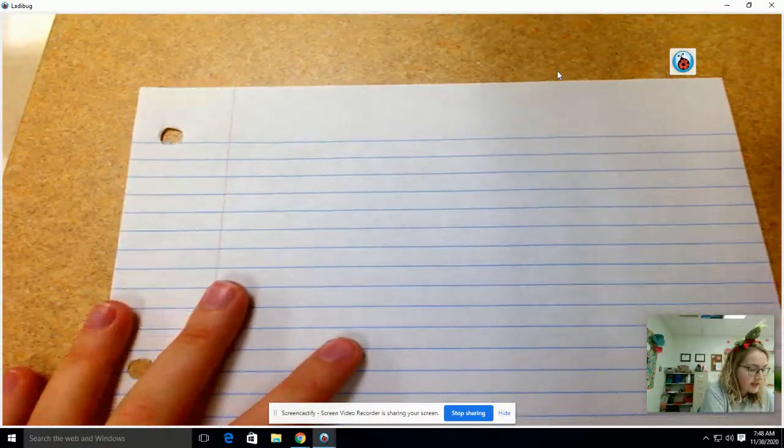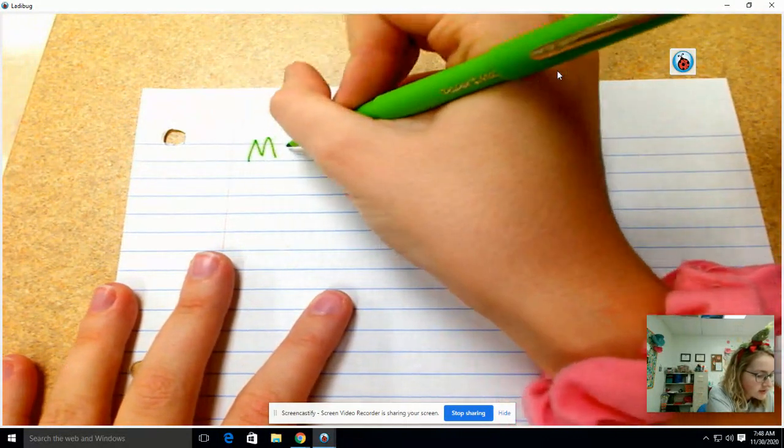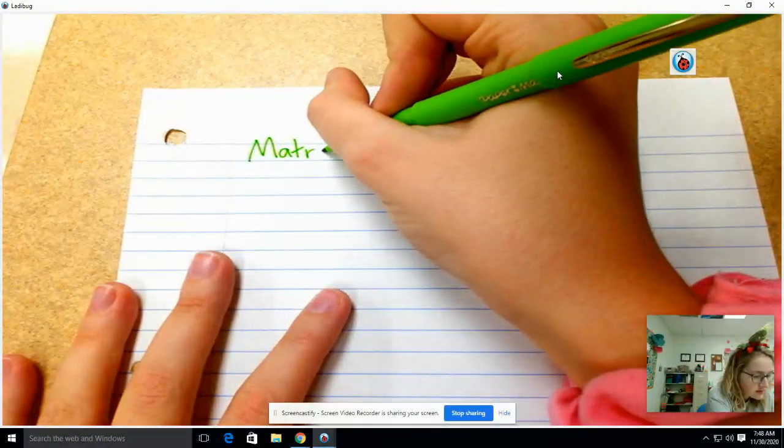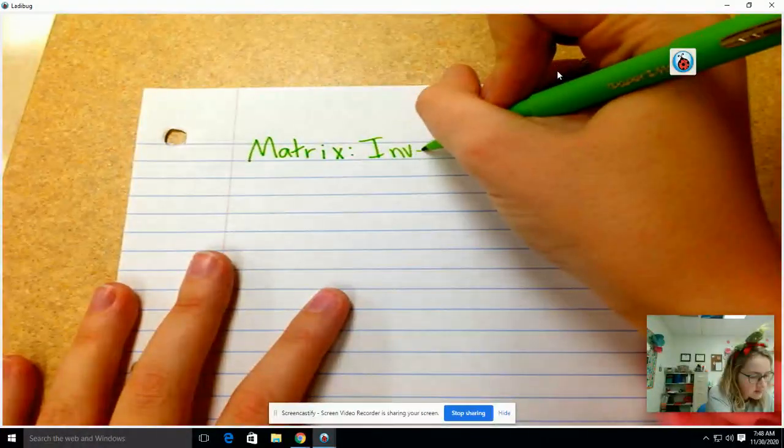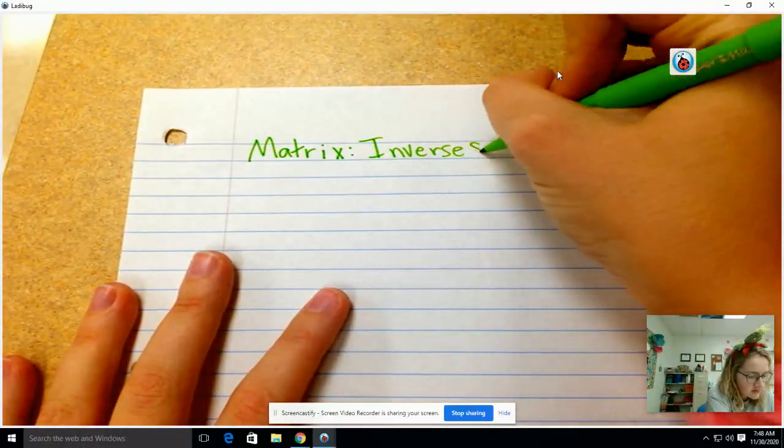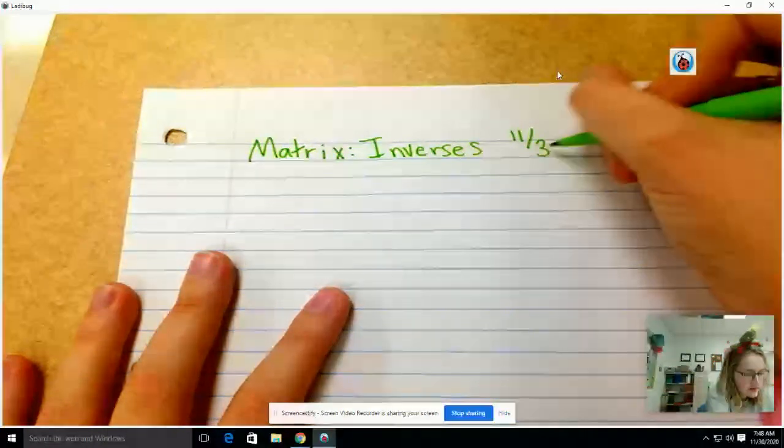So for today, our title is Matrices or Matrix Inverses. And today is 11/30, the last day of November.